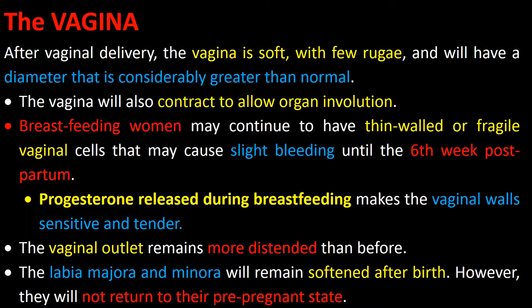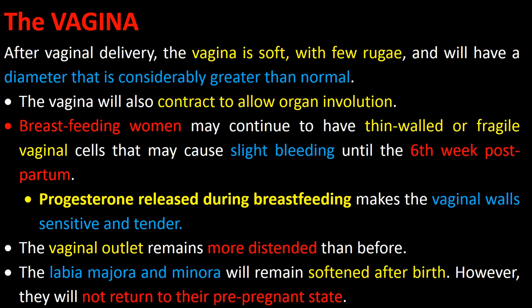We also talk about the vagina. After delivery, the vagina is soft and with a few rugae. When you say rugae, these are skin folds that allow the stretching of the vaginal canal. The vagina will also have a diameter that is considerably greater than normal. So you can expect that the vaginal opening is bigger or wider after delivery. Bakit? Kasi po, kapapanganak pa lamang ng bata, naturalmente, the vagina is still open, wide open.